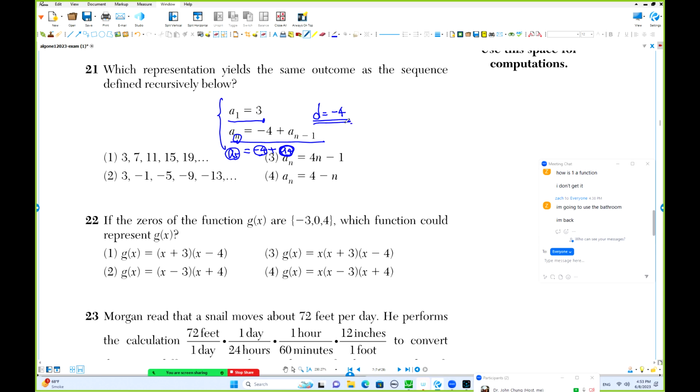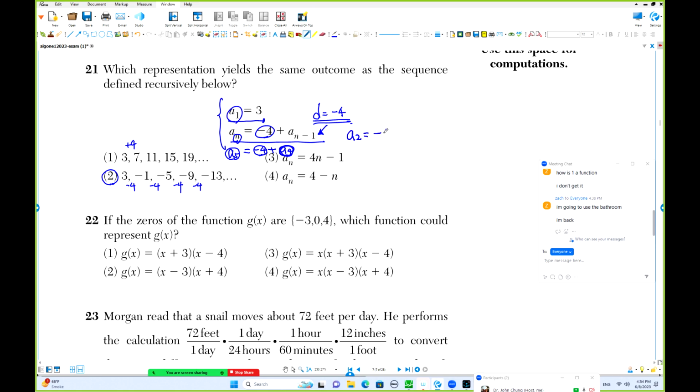All right, so this one is an arithmetic sequence, because this represents a common difference of negative 4. So 3, after that, negative 4 gives negative 1, then negative 5, then negative 9, then negative 13. Yeah, these are the answers. The common difference is negative 4, right?